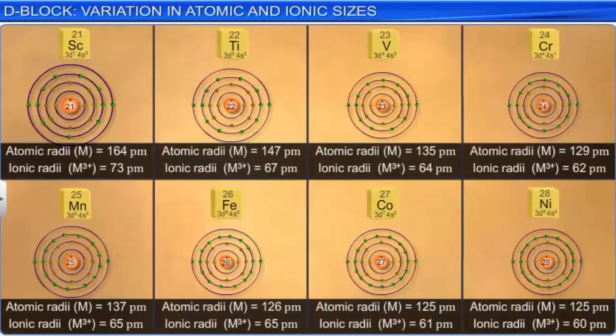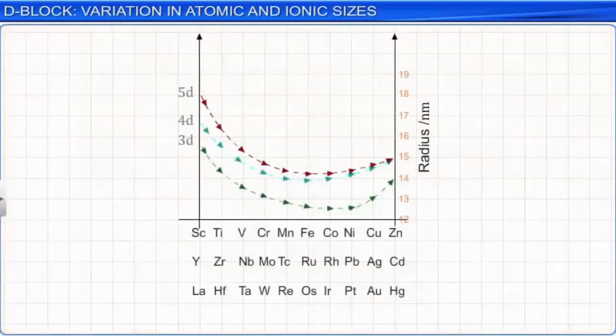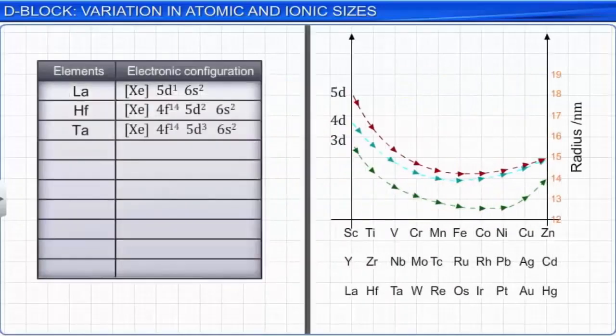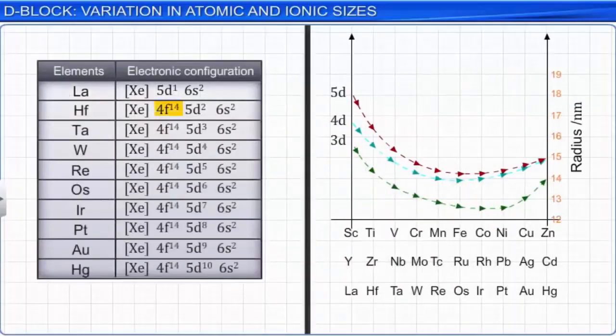The atomic radii of the 3d, 4d, and 5d series of elements are given in the form of curves for comparison. You can see that although the atomic radii increase from 3d to 4d, the atomic radii of the 4d and 5d transition series are very close. This is due to the fact that the 4f subshell fills up before the 5d orbitals, which results in a regular decrease in atomic radii. This steady decrease is called lanthanoid contraction.